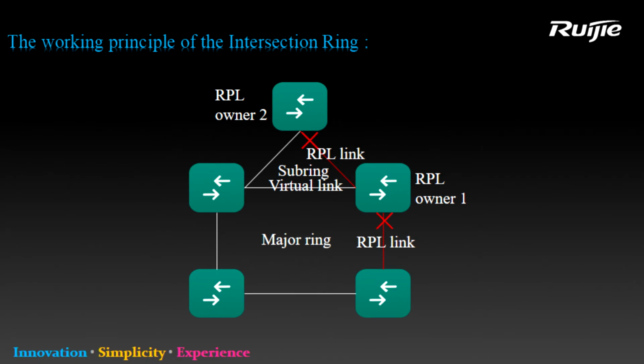Okay, in this slide, there is one thing I need to mention. As we can see, there is an intersection ring in this picture. When the virtual link is broken, the RPL owner of the major ring will open its RPL port, and the subring will do nothing. That's because the virtual link can transmit data for the subring, but it belongs to the major ring actually. So that's why only the RPL owner of major ring will open RPL port.